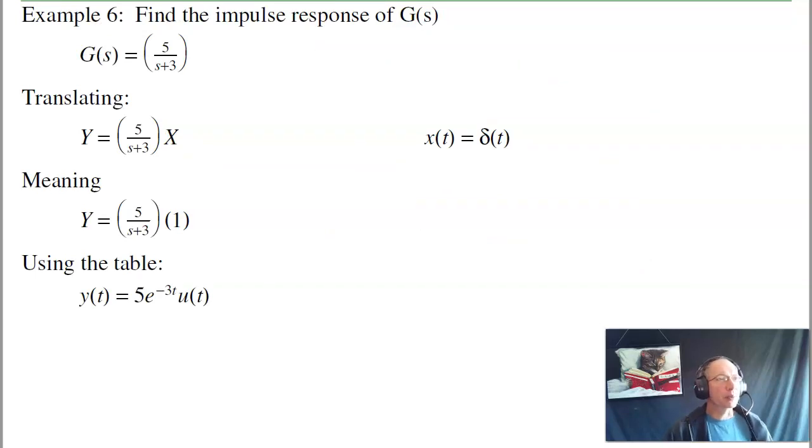For example, suppose I want to find the impulse response of this system. And impulse is defined as a delta function. The nice thing about an impulse response is the Laplace transform of a delta is 1. So take the transfer function, multiply by 1. That's the Laplace transform of y. Now take the inverse Laplace transform, and that's an entry in the table.